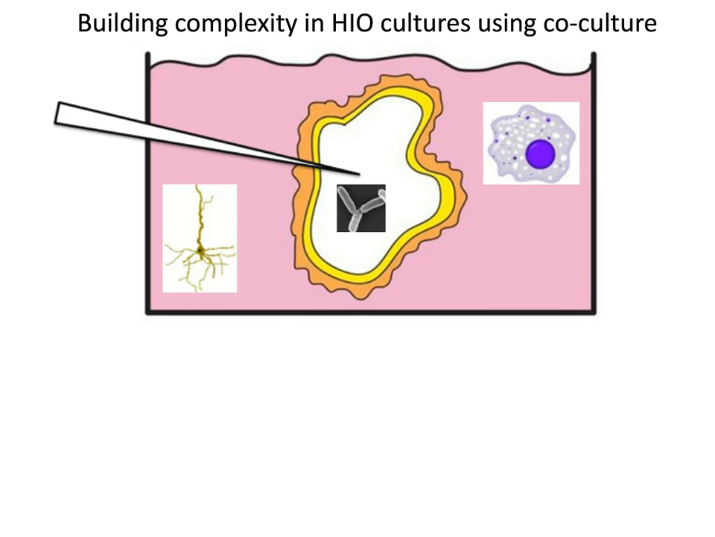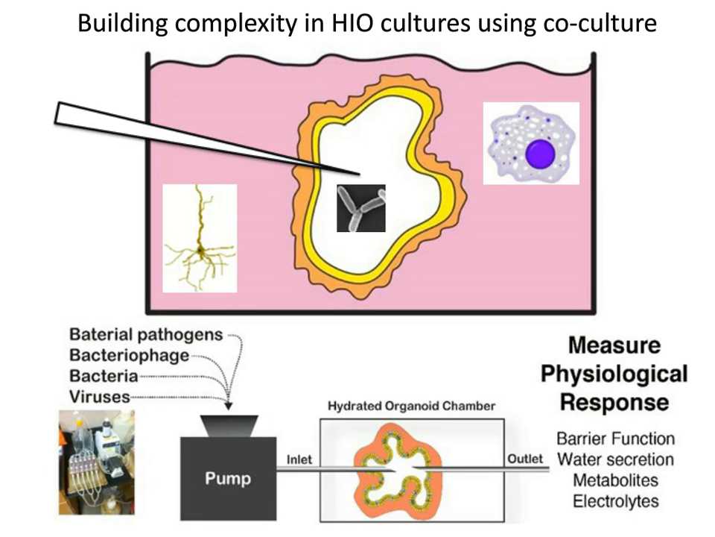And then I should say, again, this is kind of a pie-in-the-sky dream for this system, but we might also be able to integrate flow into these organoids and out of these organoids. So we could mimic the natural flow of things through your intestine. And so we could put in things like, again, pathogens, bacteria, or viruses, and then really be able to measure physiological responses like water secretion, mimicking diarrheal disease, and things of that nature.